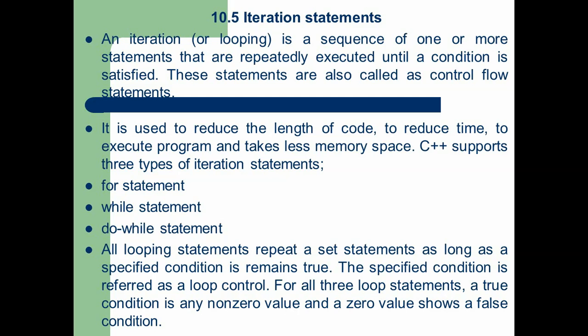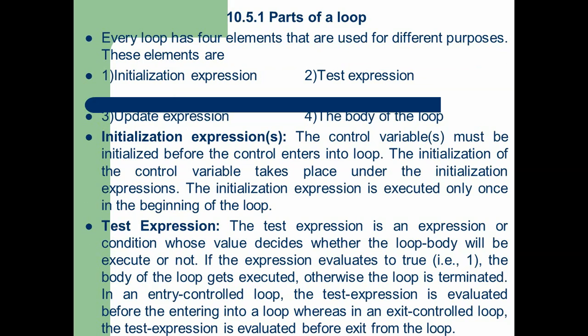For all three loop statements, a true condition is any non-zero value and a zero value shows a false condition. So in the C++ programming language, a true condition is any non-zero value, and zero refers to false and non-zero refers to true.